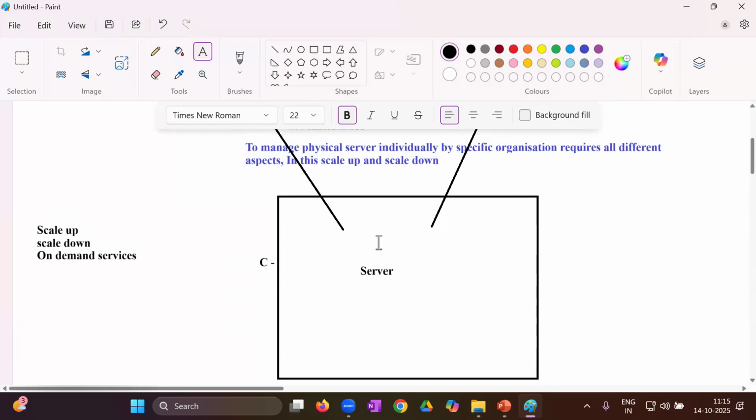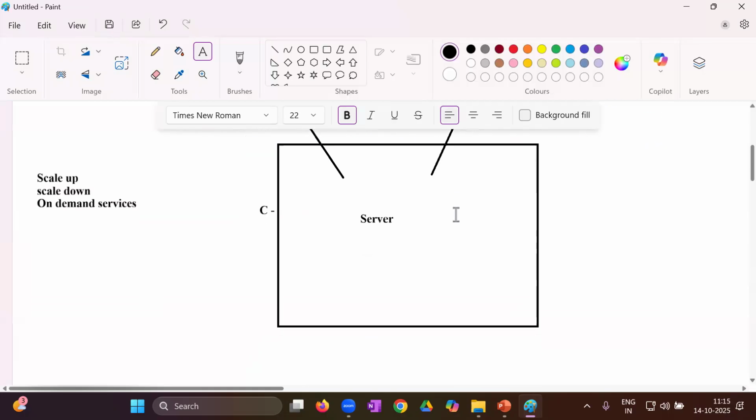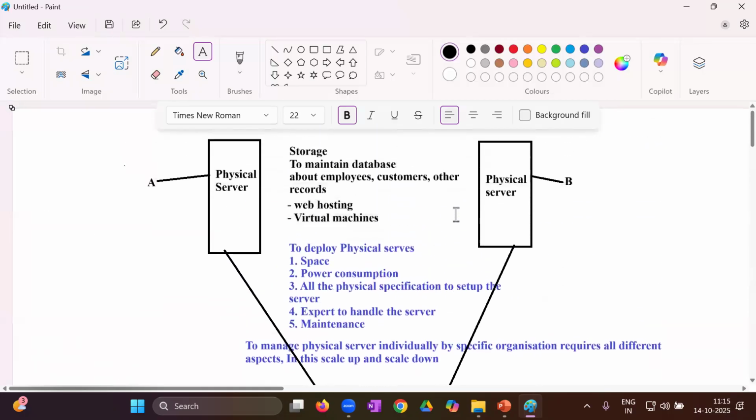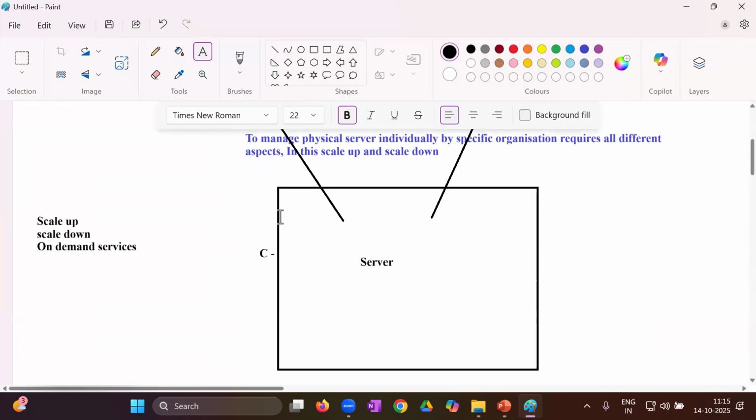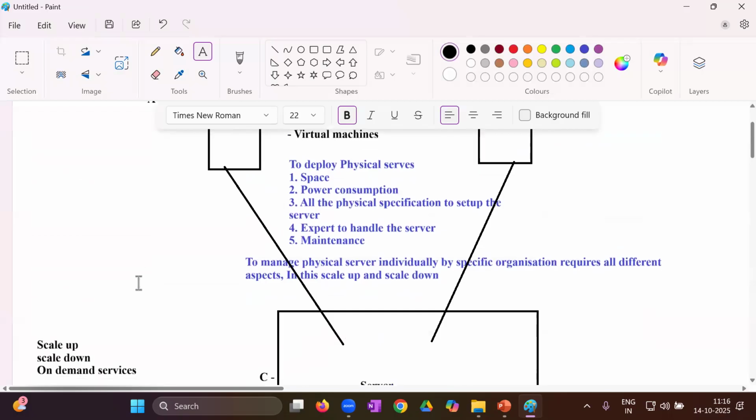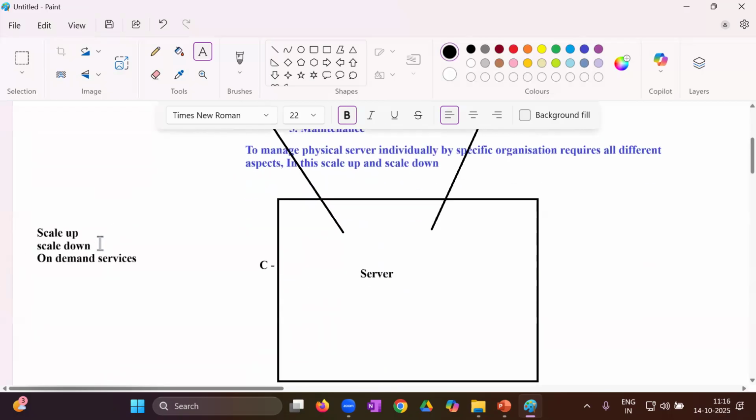So in this, we will have a very large server. Based on that, a certain section will be provided to a particular company, and a certain section will be given to a different company. And this is called what? Cloud computing. There will be certain companies who have very large physical servers, and those physical servers are accessed by multiple different individuals. This is called cloud computing, right? So what it provides you is a scale up option, scale down option, and even on-demand services.